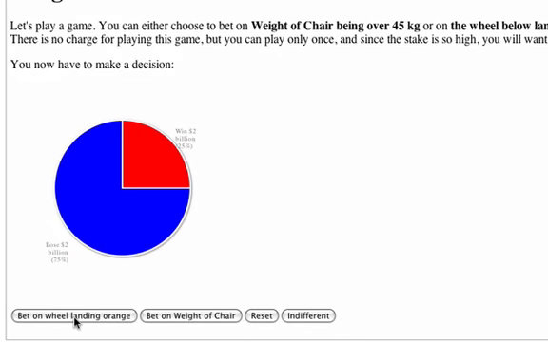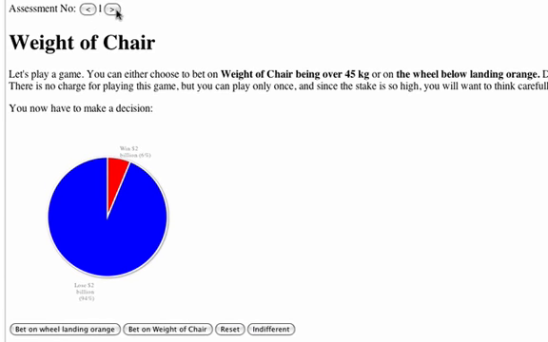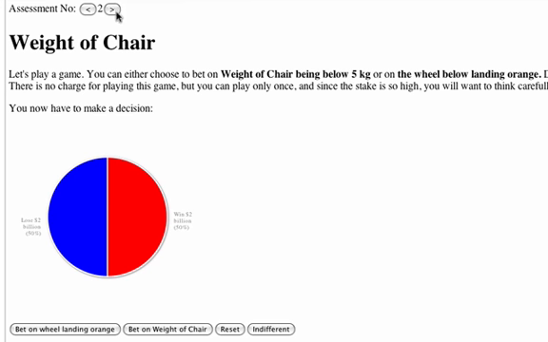What about now? Well, there's less orange, so I need to think about this deal again. Do I have a better chance of winning if this wheel is spun and lands orange, or if the weight of the chair is above 45 kilos? I think I'll still pick the wheel. Maybe at this point I'm indifferent. Alright, then I have another bet.